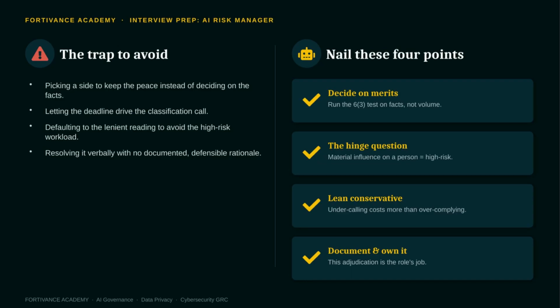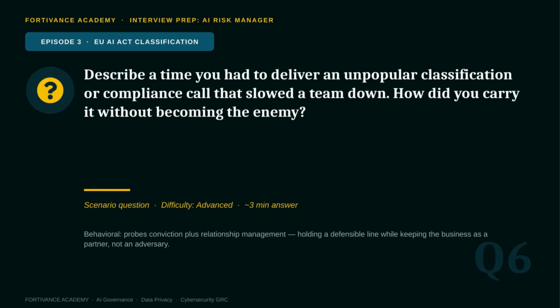Next up, question 6. We close episode 3 with the behavioral curveball, tuned to classification work specifically. Classifying something high risk is genuinely unpopular. It adds cost and time, so this role lives or dies on delivering hard calls without torching relationships. What's tested? Conviction and tact at the same time.